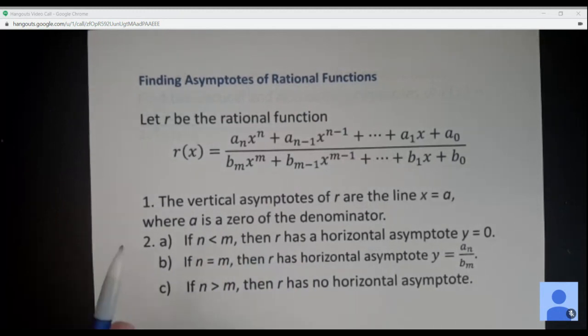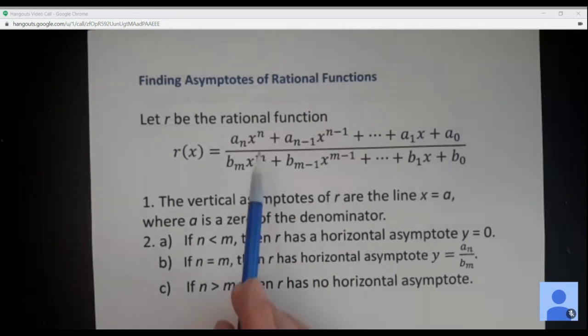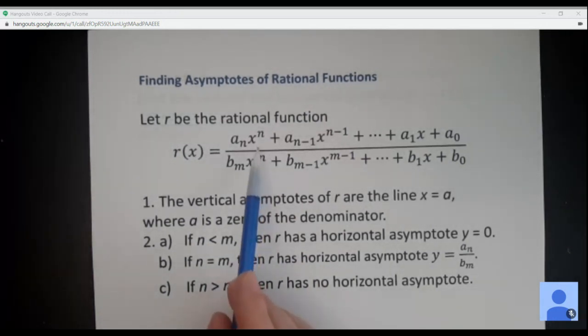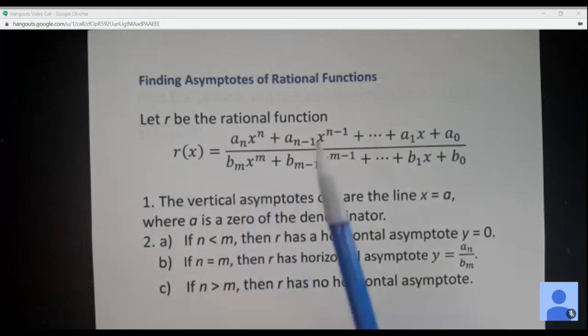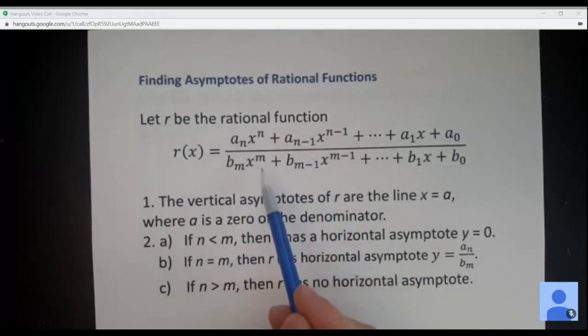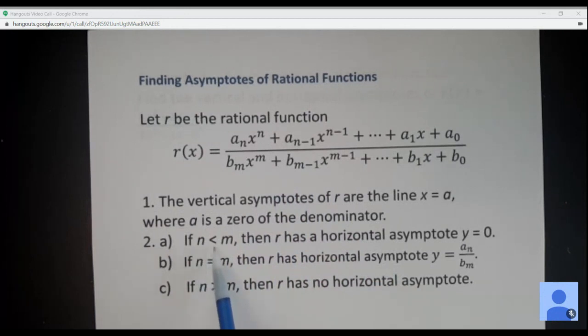If we're looking for horizontal now, what we're going to be looking at are the n and m values from up here, meaning we're looking at the degree. So we need to look at the degree of the numerator and the degree of the denominator. If the degree in the numerator is less than the degree in the denominator, so if it's smaller than what's on the bottom, then we're always going to have a horizontal asymptote of y equals 0. So there's no other work to be done there. If the degree in the numerator is smaller than the degree in the denominator, always y equals 0.